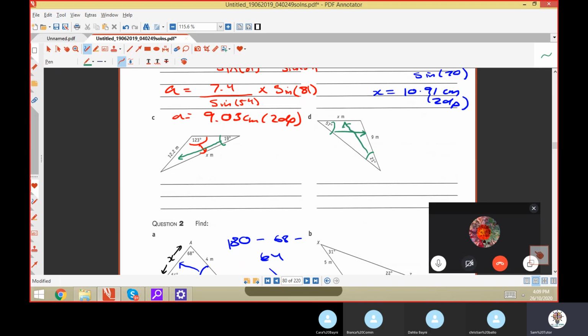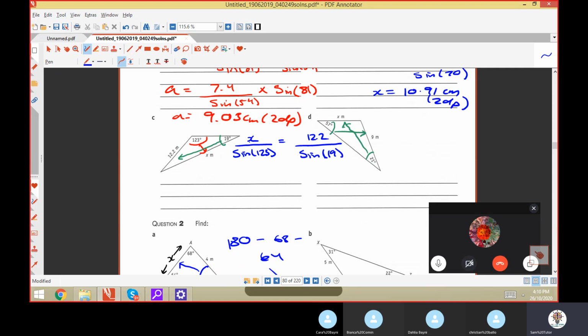Trying to find the distance. So we're trying to find like A or B, doesn't matter. So the way to do this is you put x on top of the angle that forms it, which is sine 123, is equal to 12.2 all over sine 19. Any questions there so far? That's just applying the formula. There's no tricks here. In this case, we have to make x the subject.